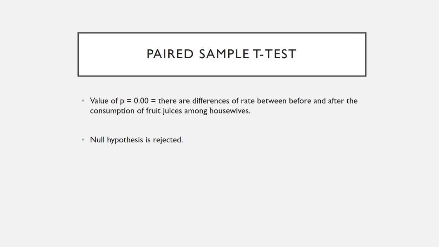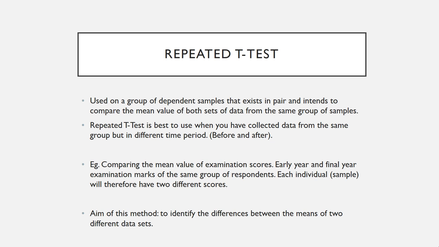So below 0.5, right? So the null hypothesis is rejected, right?